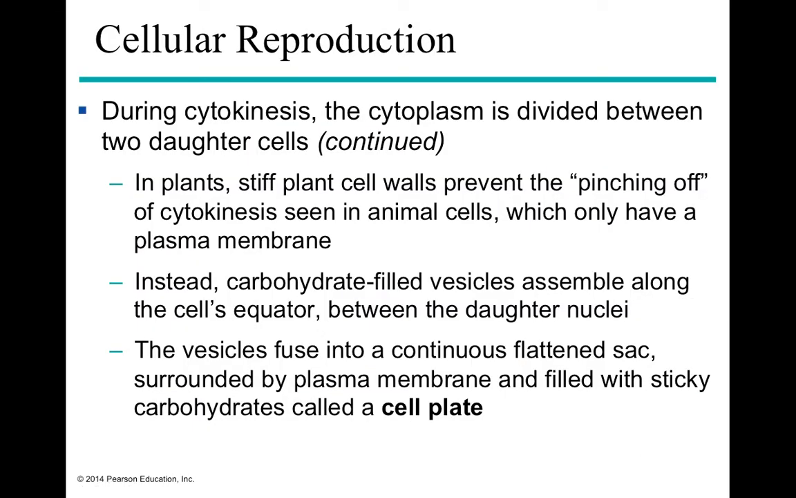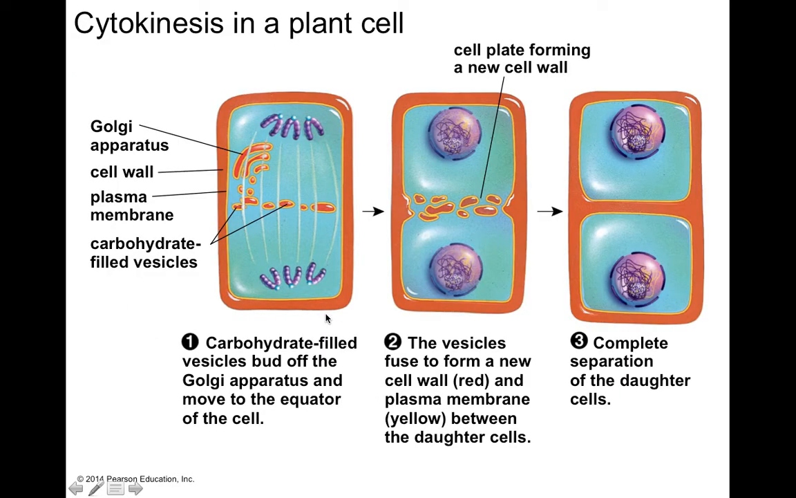However, that was just showing you the animal cells. There's one major step that has to happen in a plant cell, and that's because we have cell walls in the plant cells. And therefore, we're going to have to create a new cell wall in between the new cells. So we're going to do that by adding these little vesicles of carbohydrates between the daughter nuclei assembled along the equator to make a cell plate, and that looks kind of like this.